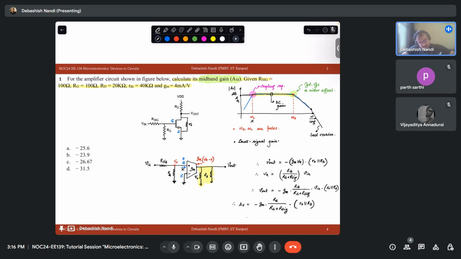So if you calculate this, it will come out to be minus 26.67. So what are that? GM is given, right? GM is given as 4 into 10 raised to minus 3 ampere per volt. Then your RDS is also given 40. Your RD is also given, and RG given, R signal is also given. So all the quantities in this equation are known to you. So you can easily calculate that.